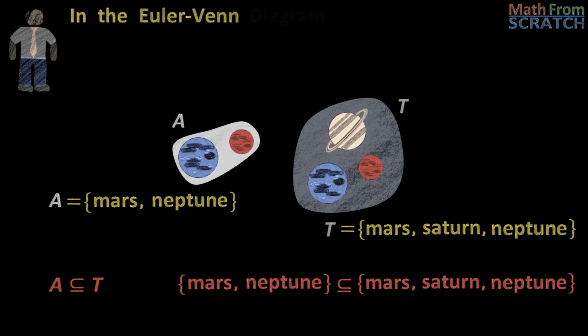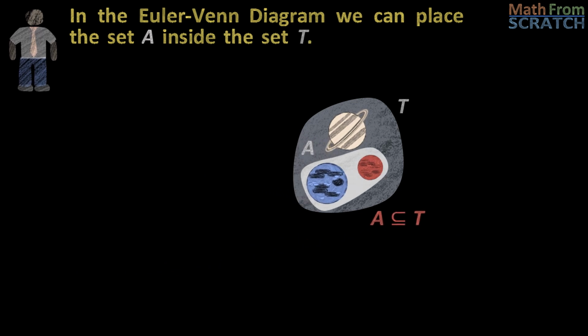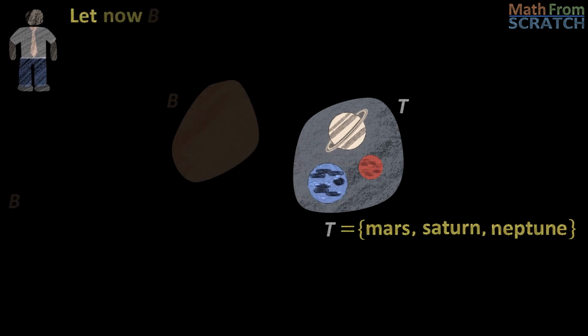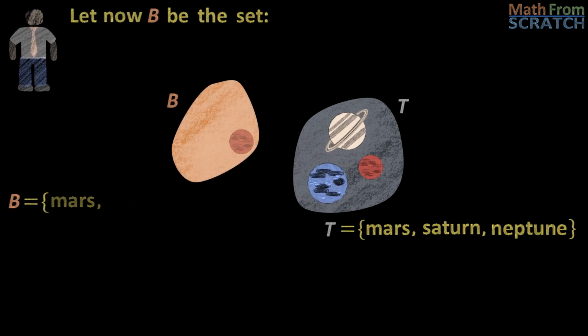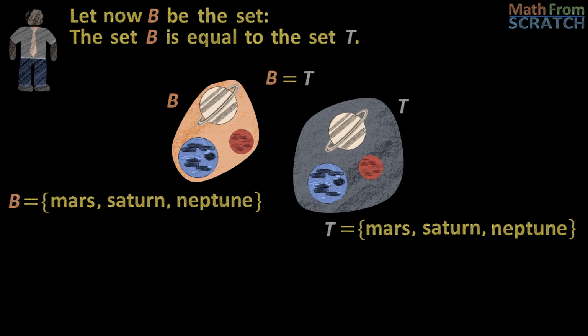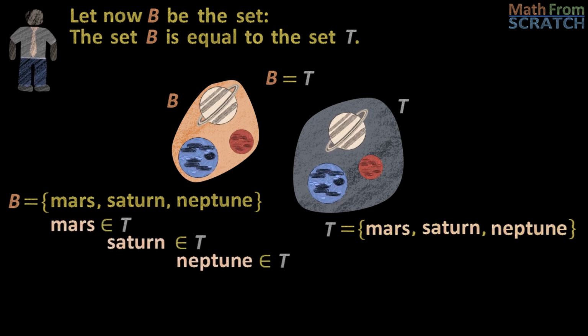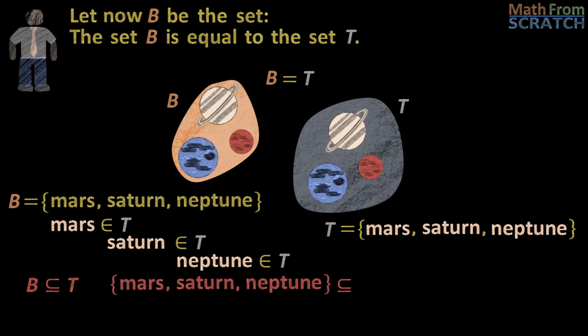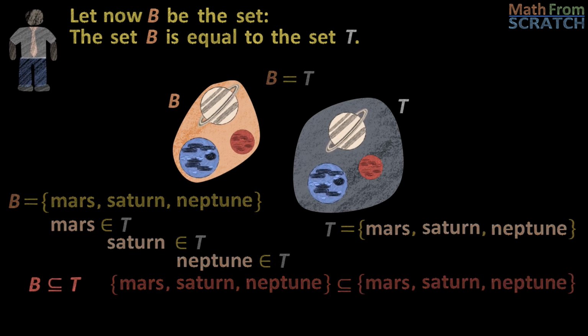In the Euler-Venn diagram, we can place the set A inside the set T. Let now B be the set {Mars, Saturn, Neptune}. The set B is equal to the set T. So, all the elements of B are also elements of T, and then B is also a subset of T, or the set {Mars, Saturn, Neptune} is a subset of the set {Mars, Saturn, Neptune}. Let's place B inside of T.